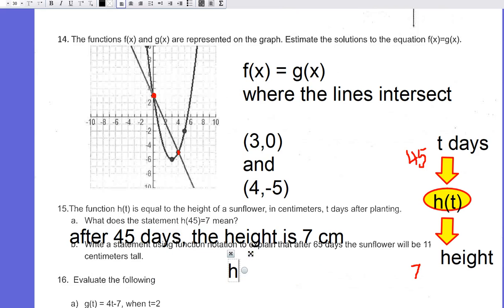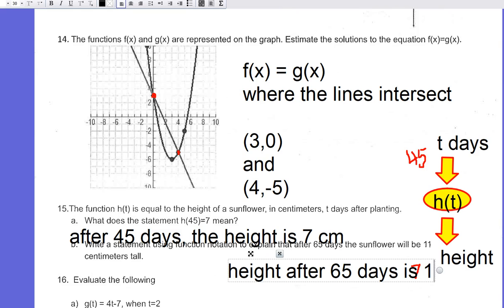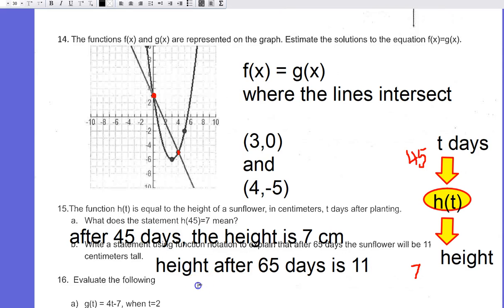What if it was 65 days? So that's h of 65. So that's input 65, and you get out... Write a statement using function notation to explain that after 65 days, the sunflower will be 11 centimeters tall. So the height of the sunflower after 65 days is 11 centimeters. We are going to turn this statement into function notation. The height at 65 days is 11.